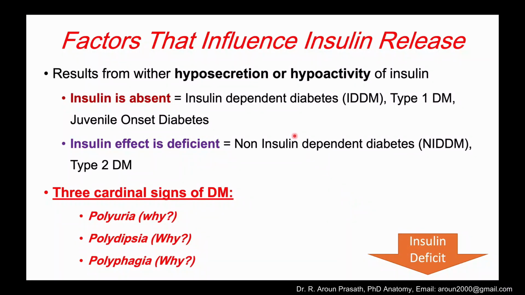Then other factors that influence insulin are the results from hyposecretion or hypoactivity of insulin. Okay, if insulin is absent, suppose the pancreas is unable to release the insulin into the bloodstream, or if the insulin secretion is not present in the pancreas, then the blood glucose level will increase. Those conditions we call insulin dependent diabetes. That is, a patient has to inject artificial insulin directly into the body.